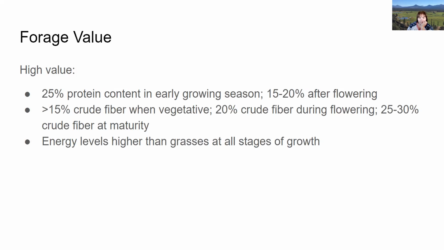And forage value. From what I was looking at, it looks like a pretty high value forage. It had 25% protein content in the early growing season and 15 to 20% after flowering, less than 15% crude fiber when it was in its vegetative state, 20% crude fiber during flowering, and 25 to 30% crude fiber at maturity. And overall, research has shown that the energy levels for filaree are higher than grasses at all stages of growth. Fantastic. Yep, it's a great feed.